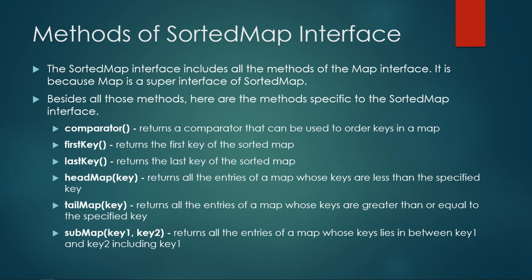Next we have the tail map method. This returns all the entries of a map whose keys are greater than or equal to the specified key. Finally, we have the sub map method. This returns all the entries of a map whose keys lie in between key 1 and key 2, including key 1.